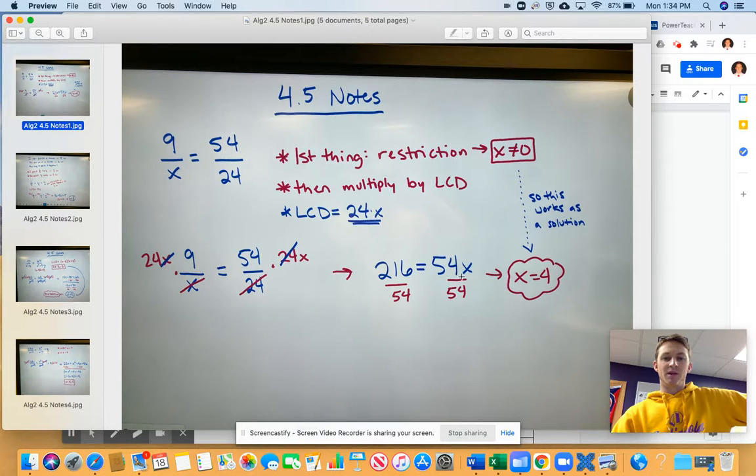Imaginary multiplication sign right here, so we're going to divide by 54, and x equals 4. Since this 4 is not 0, it is not a restriction, so it is a solution.